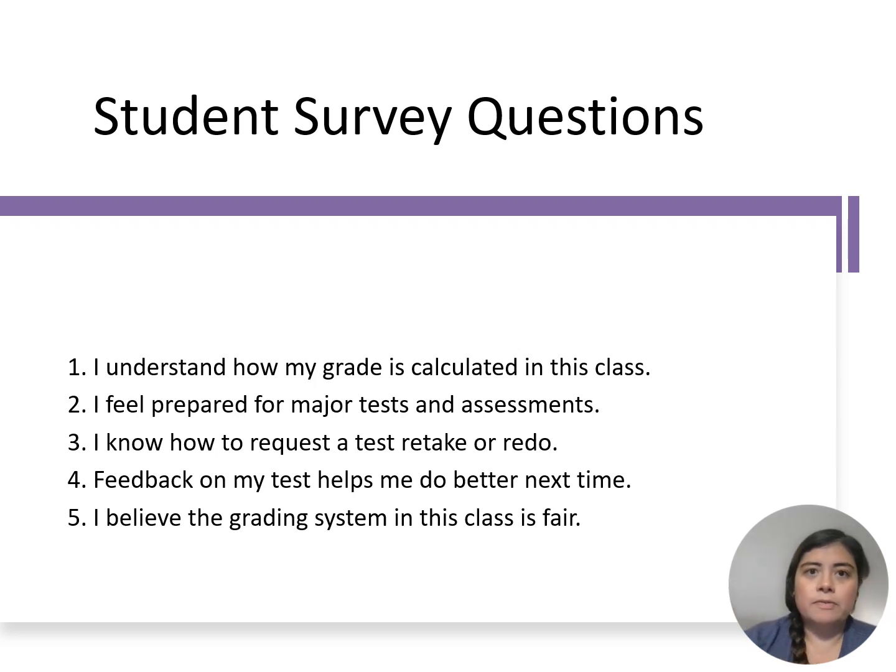So using all of those, I developed a short student survey with 5 questions. These 5 questions focused on clarity around grade calculation, test preparedness, retake awareness, usefulness and clarity of teacher feedback, and then the fairness of grading. Each question used a Likert scale to encourage student reflection without requiring long written responses. The scale was strongly agree, agree, disagree, and strongly disagree.